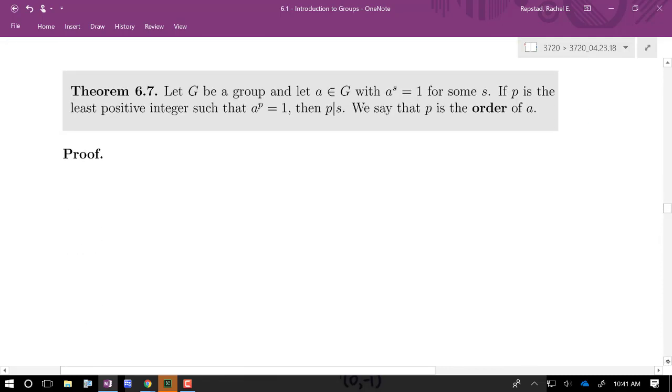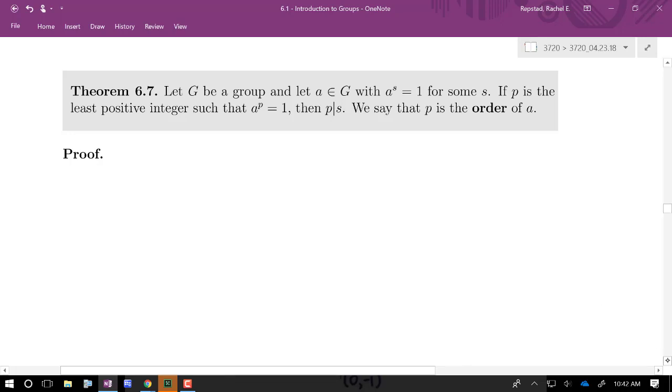So let's let G be a group. We grab an element A in G where A to the S is equal to 1 for some S. If P is the least positive integer such that A to the P is equal to 1, then we know P will divide S, and we say that P is the order of A. Maybe there's lots of powers you could raise A to get 1, but one of them will be the smallest. And any other power you could raise A to get 1 will have to be a multiple of P.